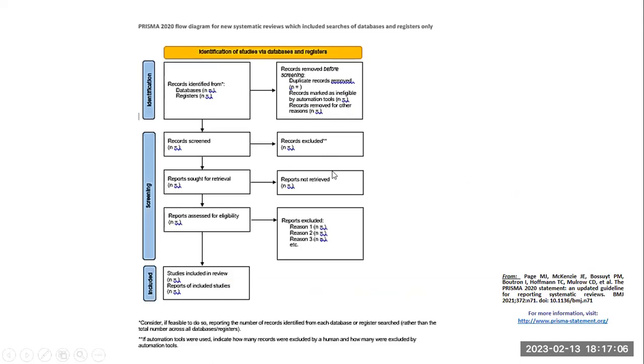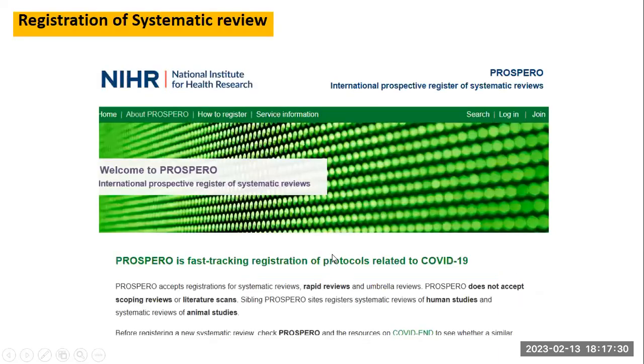This is the PRISMA flow chart, which is basically how you start documenting how you have done all the screening of your articles: how many you got initially, how many you had to exclude, how many duplicate records there were, how many you excluded after abstract, and how many after full text. And finally, the number of articles included, and the reasons why they were excluded can also be put into this.